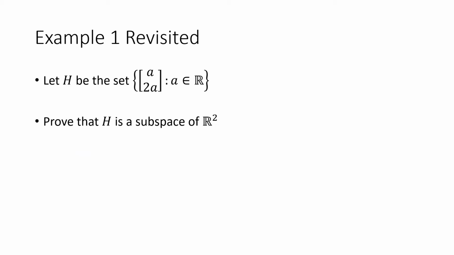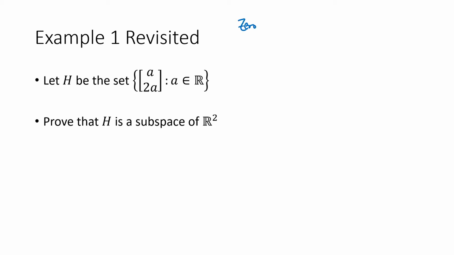Okay, so let's go back to that first example. Remember, this was the set of vectors with two entries, where the second entry was double the first entry. And I want us to prove that this set is a subspace of R2. So we've got to check those three things. We've got to demonstrate that this set H has those three properties.